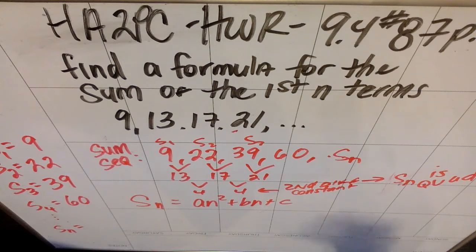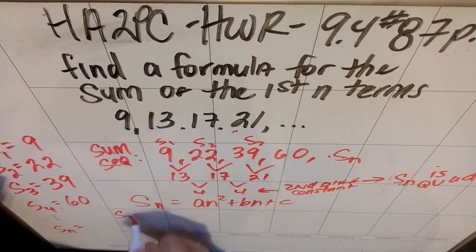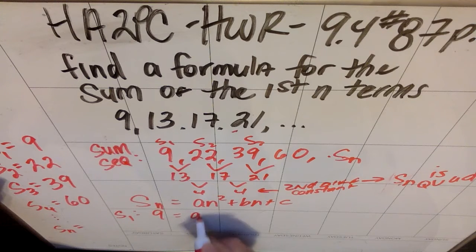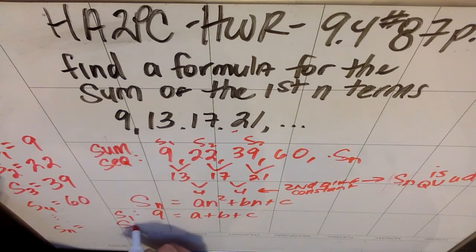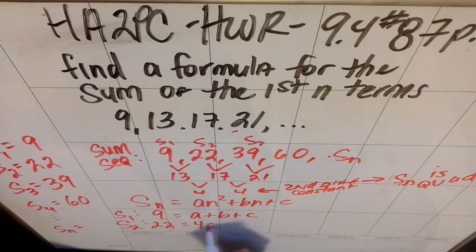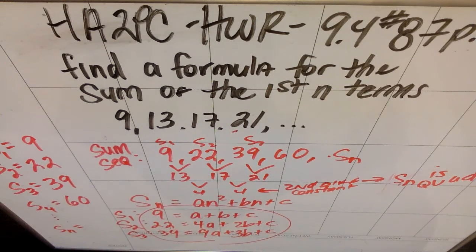We could then use values that we know, like we know S sub 1, so when we plug in a 1, we should get a 9. So if I did S sub 1, I'd get 9 equals A plus B plus C, and if I did S sub 2, I would get 22 equals 4A plus 2B plus C, and if I did S sub 3, I would get 39 equals 9A, because it's n squared, plus 3B plus C. And then this system is something I could solve either using matrices or using elimination or any number of ways.